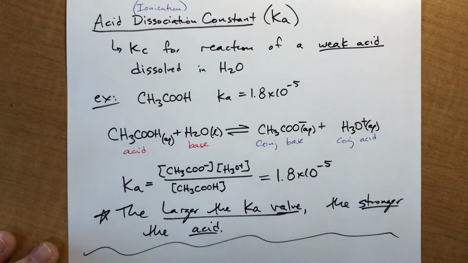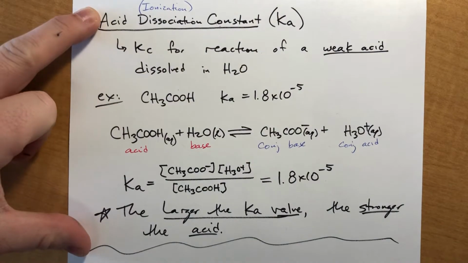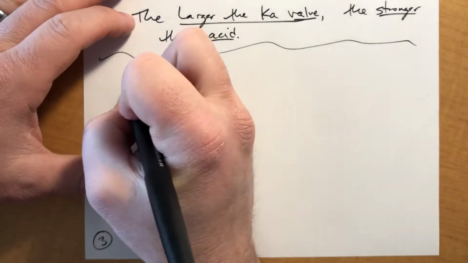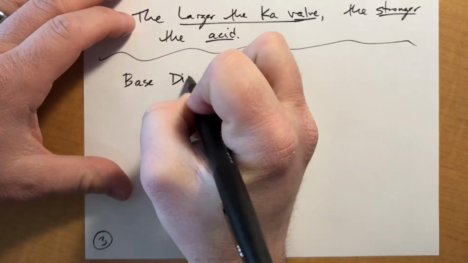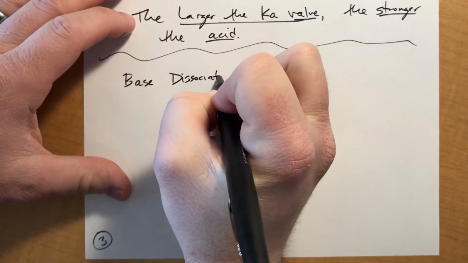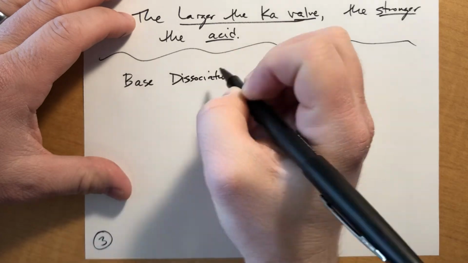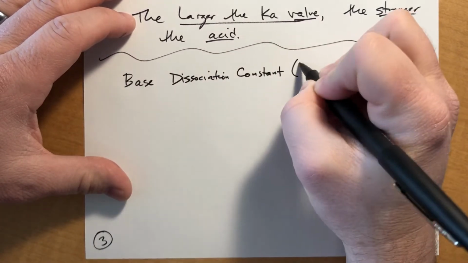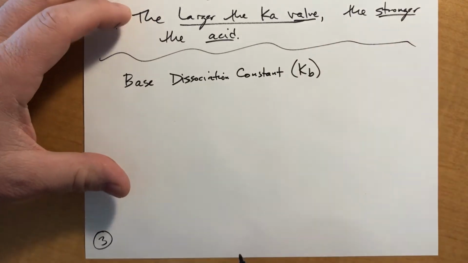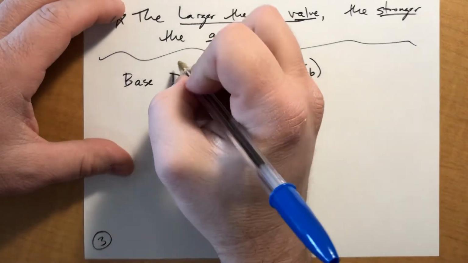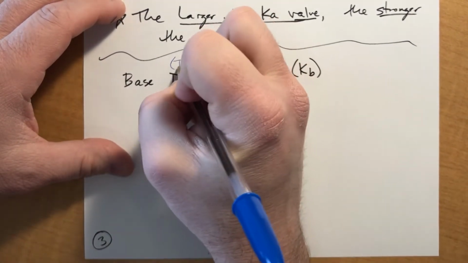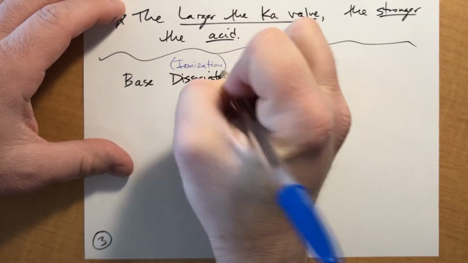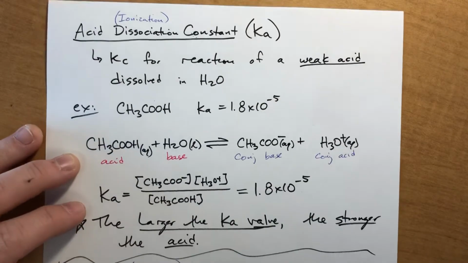Okay. There is a completely analogous version of this for bases. So let's do that real fast. There is the base dissociation constant. And hopefully it's not too surprising that this is Kb. Again, this is sometimes called the base ionization constant. I guess I didn't point it out up here.